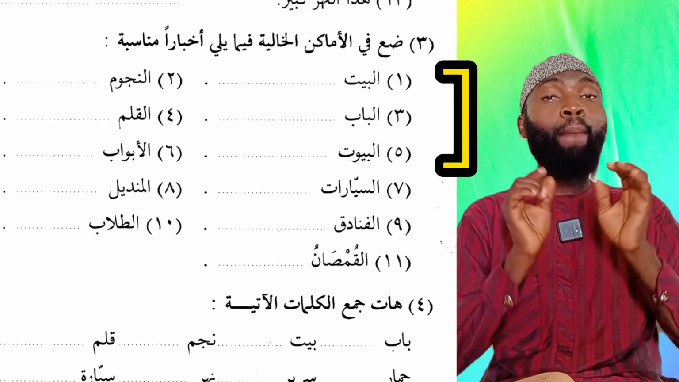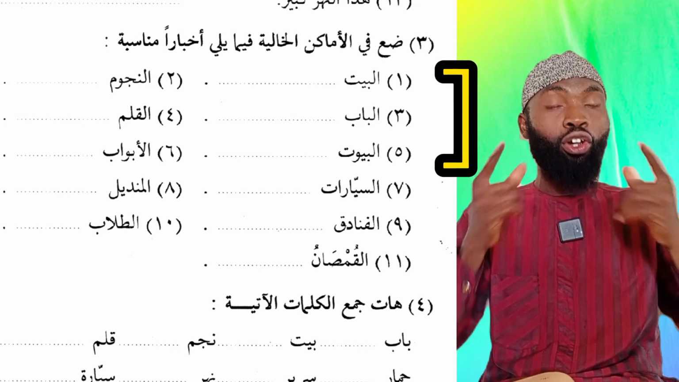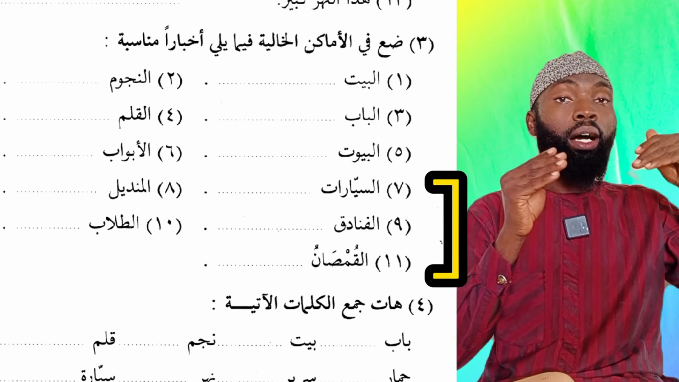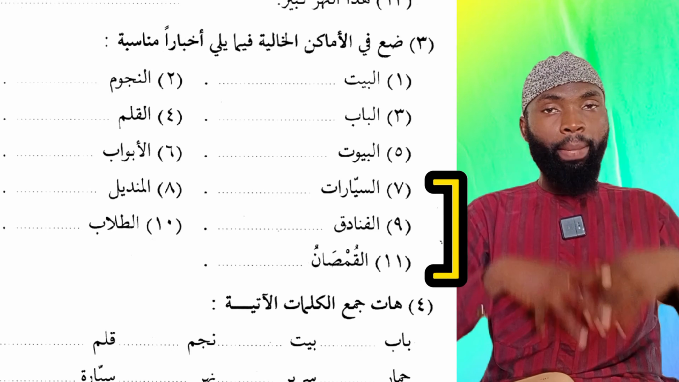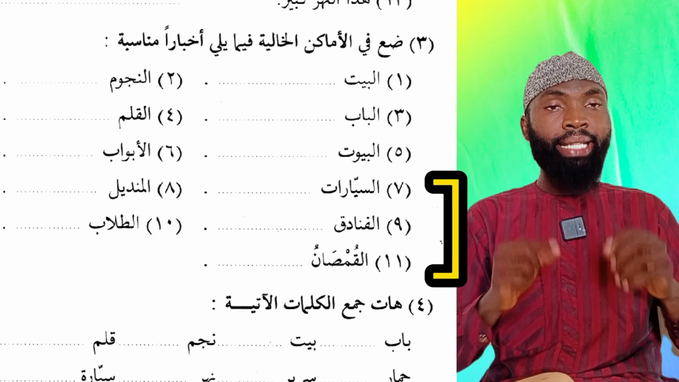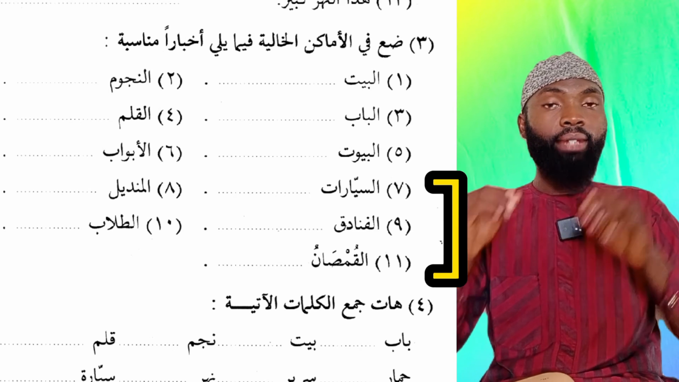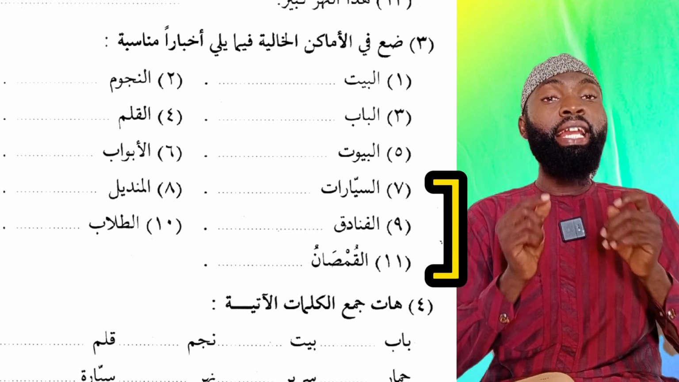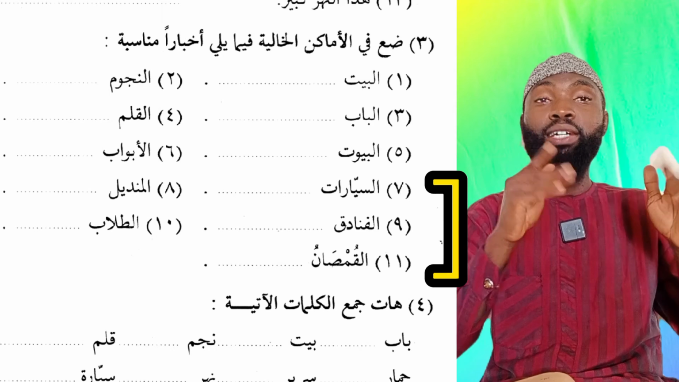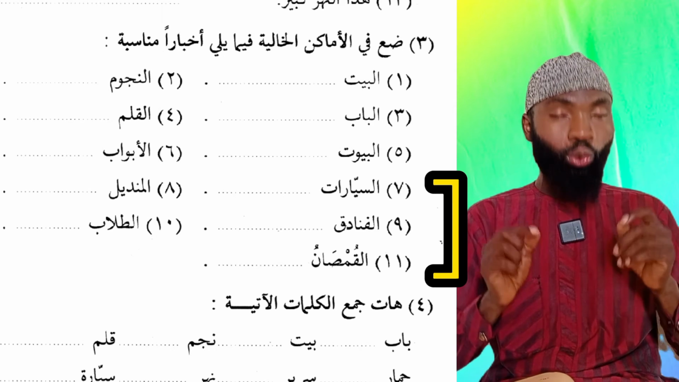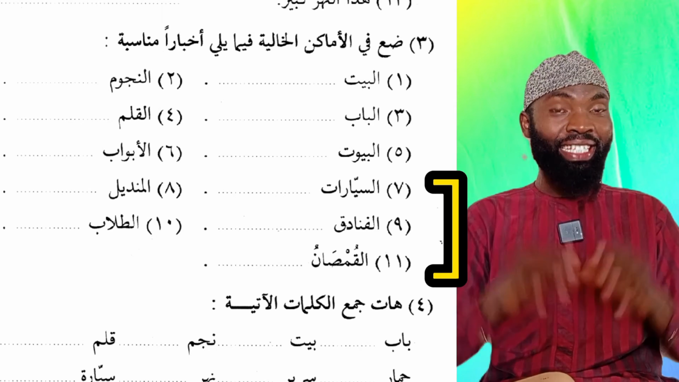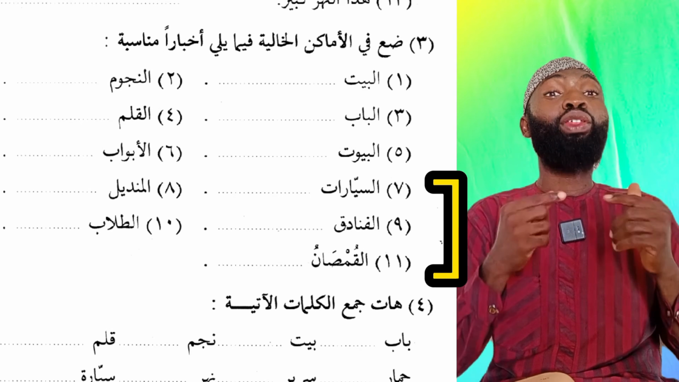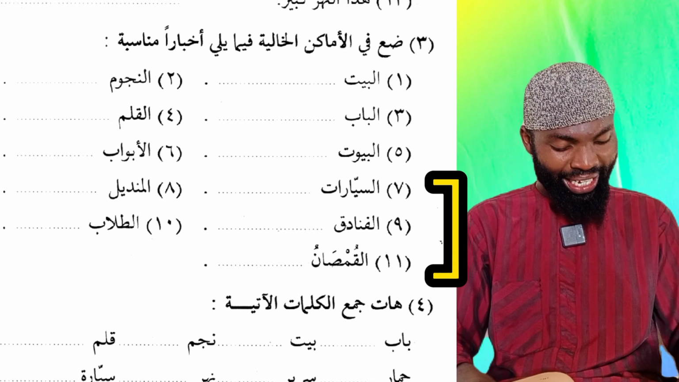Number 6, al-abwabu maftuhatun. The doors are opened. Number 7, as-sayyaratu jamilatun. The cars are beautiful. Number 8, al-mindilu wasikhun. The handkerchief is dirty. Number 9, al-fanadiqu jamilatun. The hotels are beautiful. Number 10, at-tullabu jududun. The students are new. Number 11, al-qumsanu nadhifatun. The shirts are clean.